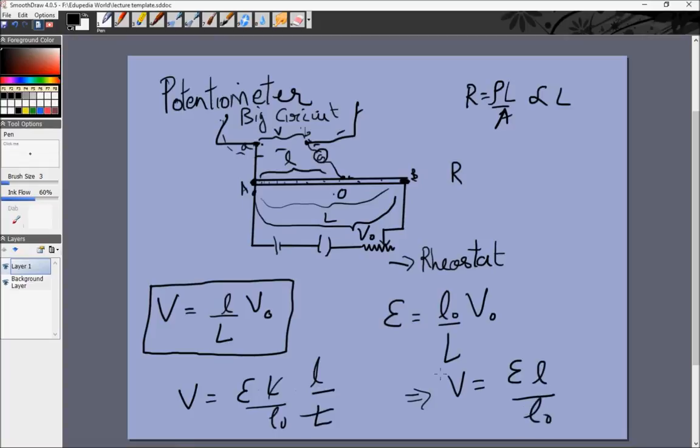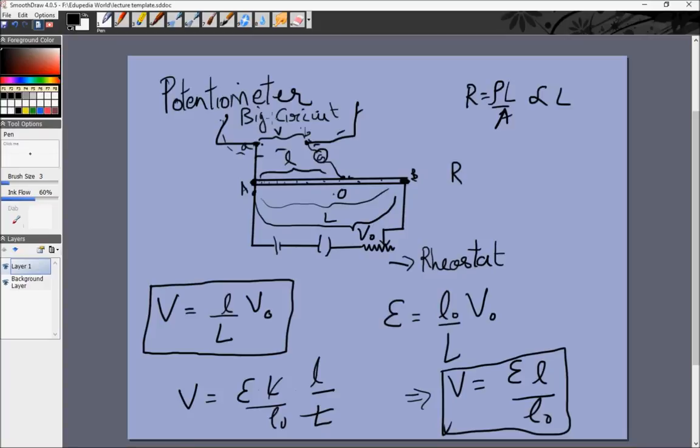Right. And this process of taking a standard EMF battery to calculate the potential difference between A and B is called the calibration of the potentiometer. Once you've calibrated the potentiometer, you can calculate the potential difference between A and B, and then you can measure the potential of any circuit between any 2 points.